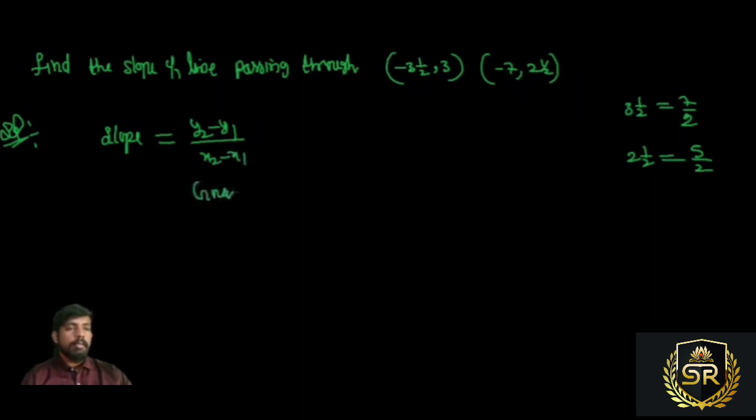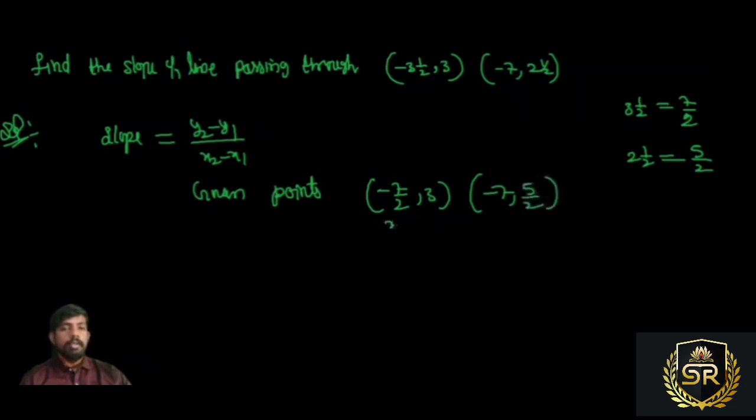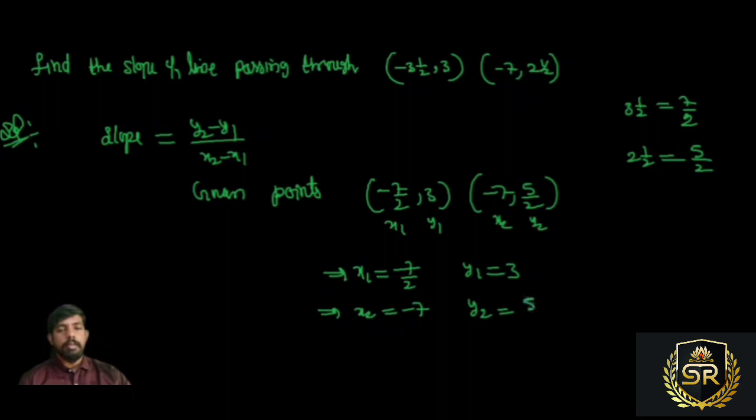So given points minus 7 by 2 comma 3 and minus 7 comma 5 by 2. So this is x1, this is y1, this is x2, y2. I am writing here x1 is equal to minus 7 by 2 and y1 is equal to 3, x2 is equal to minus 7, y2 is equal to 5 by 2.